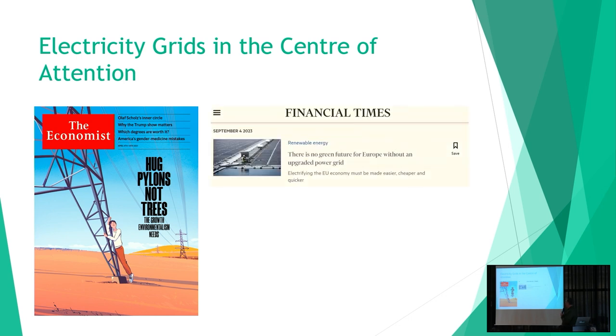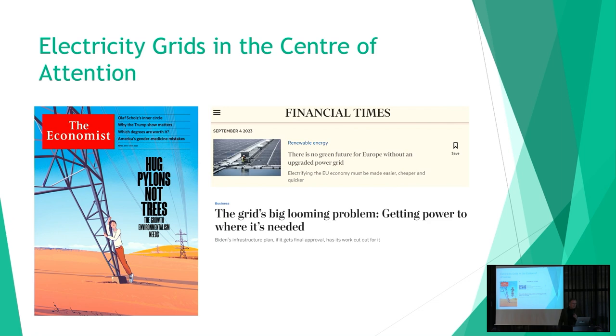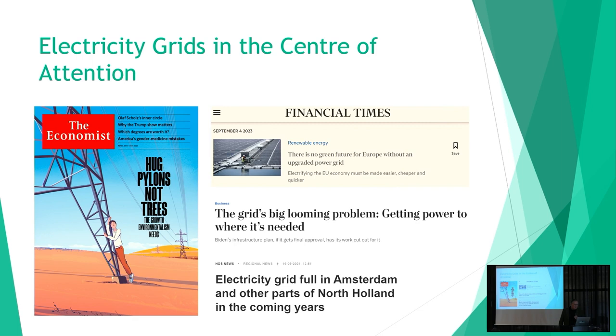And then, of course, we know the headlines. There's no green future for Europe without an upgraded power grid. This is the Financial Times saying that. It's also now high up on the agenda in Europe that we need to invest more in our grids. Of course, in the US, there are also similar problems. This is about Biden's infrastructure plan. And then, of course, we also have just the local news, this one from 2021 or so, where I think every week the electricity grid is in the news.